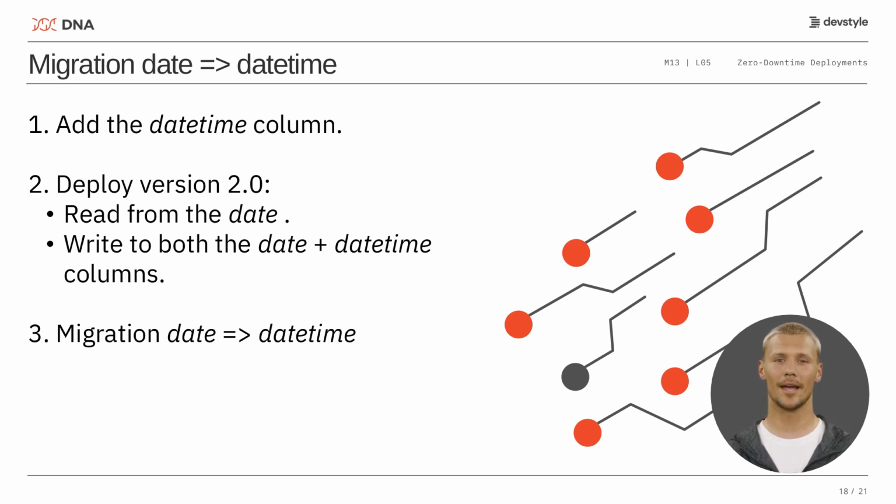So, I start by adding this column and deploying version 2, which still reads data from the old column, date, and writes it to both the new and old columns. Now, why am I reading from the old column? To ensure backward compatibility with version 1, which still handles the date column. After deploying version 2 on both the first and second instances, all new changes are directed to the data time column.